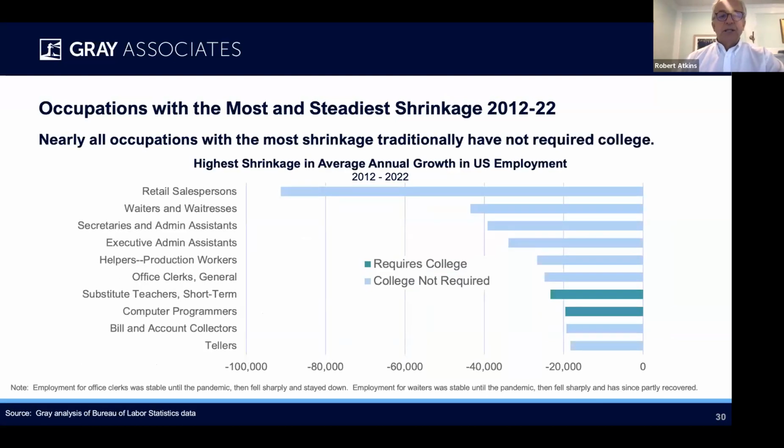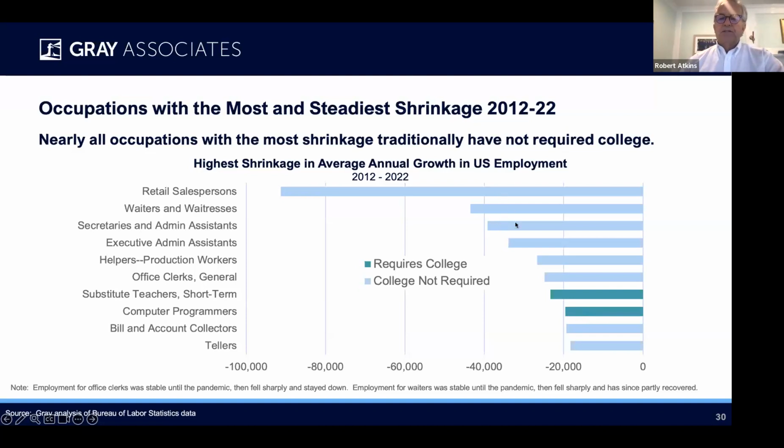Now, some occupations are shrinking. Fortunately, not many of them require a college degree. You can see substitute teachers and computer programmers down a bit. I think you're seeing here a little bit of the post-pandemic decline in the biggest of the tech companies. They dropped a little bit and laid off tens of thousands of people. So I think that's hitting us here.